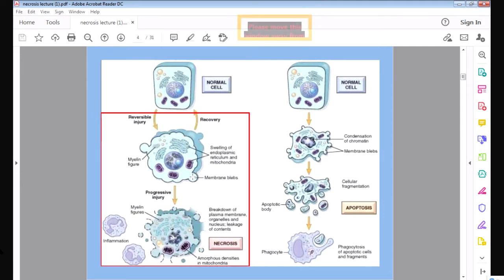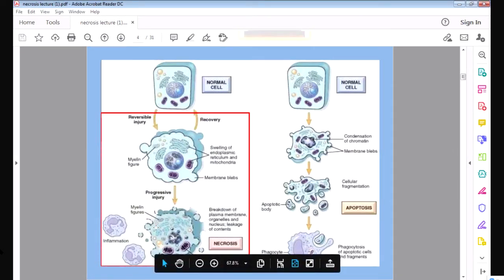So what will happen in necrosis? The water will enter inside the cell. The cell will increase in size, swelling of the cell. The membrane will protrude out. That is called the membrane blebs. And also there is swelling of the internal organs. Which are the internal organs of the cell? Mitochondria, endoplasmic reticulum. All these will also undergo swelling. So everything will swell, and the cell will enlarge in size. Finally, what happens when the cell is too much enlarged? The cell will burst, and the plasma membrane will break.